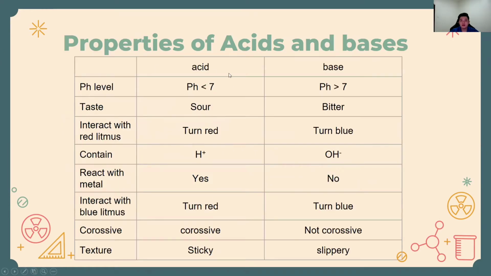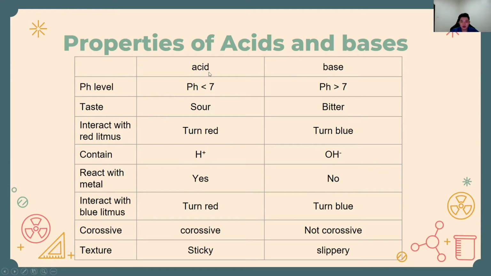Here are the properties of acid and bases. Acid has a pH level of 7 or below. Base has more than 7, and the taste of acid is sour. The taste of base is bitter. If acid interacts with red litmus, it will turn red, and base, if it interacts with red litmus, it turns blue. Acid contains H+, while base contains OH-.